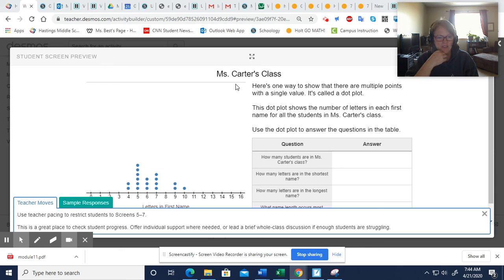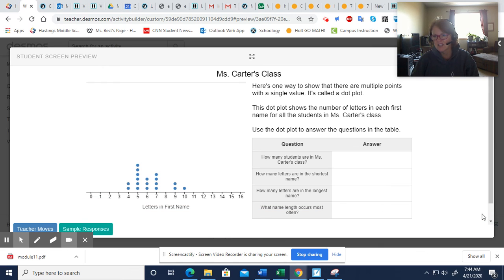It says, how many students are in Miss Carter's class? As you're looking at this, you had to count all the dots, and I think you should have gotten 18 there. Then it says how many letters are in the shortest name. Now it doesn't mean 2, it means how many letters. 2 students had 4-letter names, so you would want to put 4 here because we're talking about the number of letters. How many letters are in the longest name? Somebody had a 10-letter name. That's a lot. What name length occurs most often? That's really easy to see when you look for the peak, which was 5.